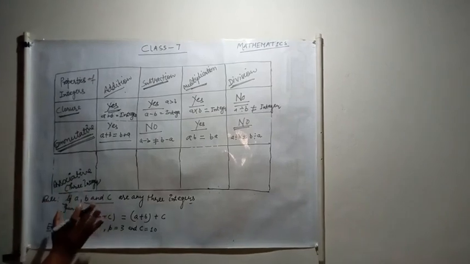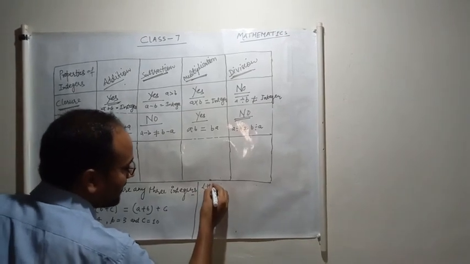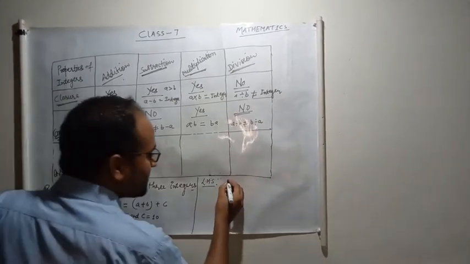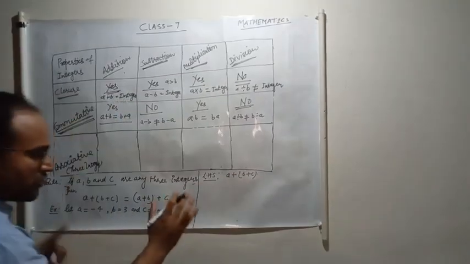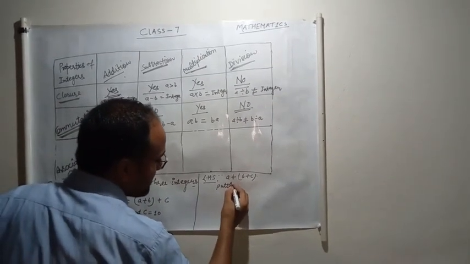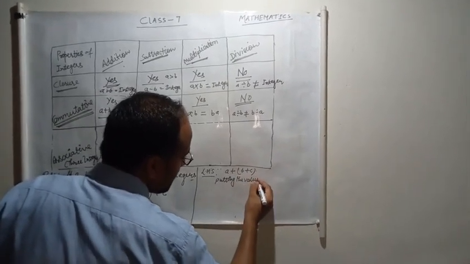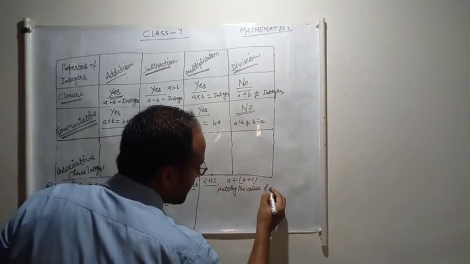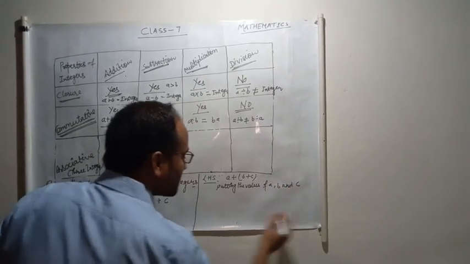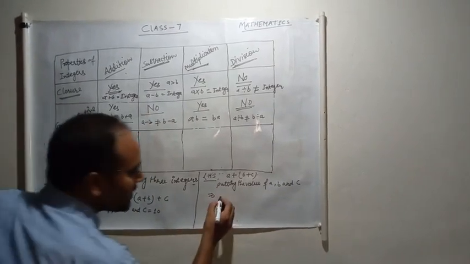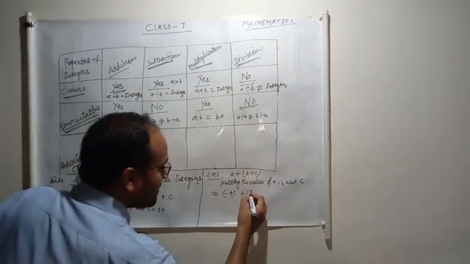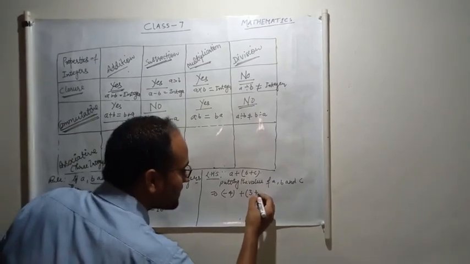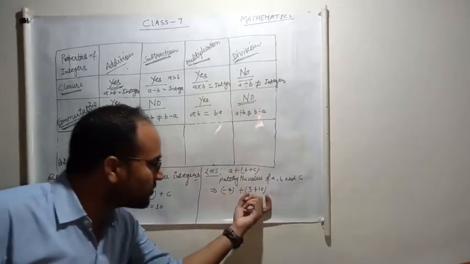One by one, first I am going to solve the left hand side. Here you can see, students, the left hand side is A plus in bracket B plus C. Putting the values of A, B and C, A is equal to -4, so we put in bracket -4 plus in bracket B plus C, where the value of B is 3 and the value of C is 10. First I am going to solve this small bracket.